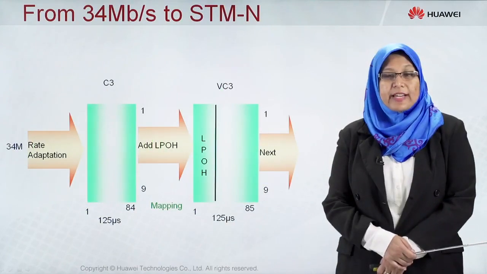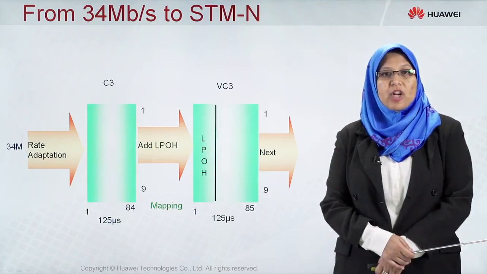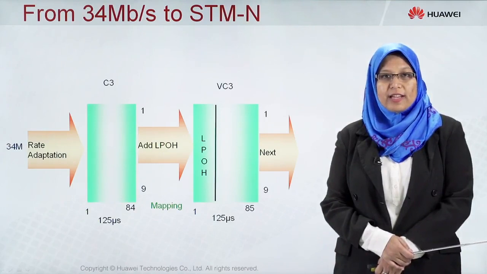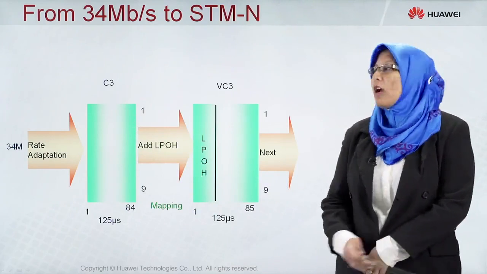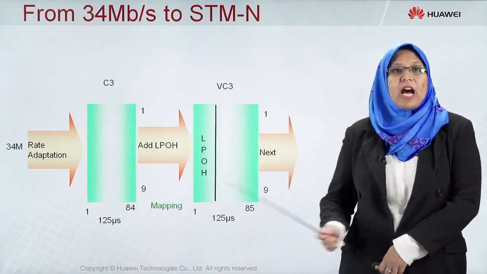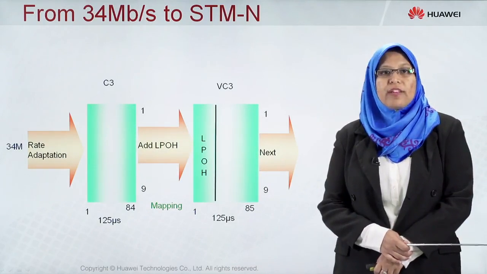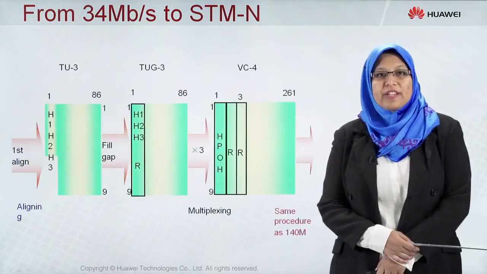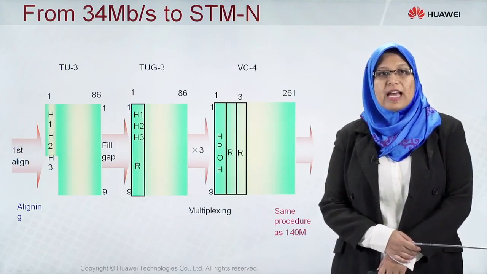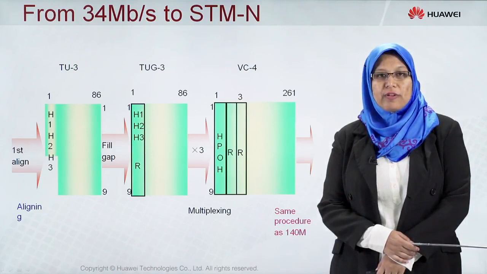From 34 megabit per second to STM-N, similarly, the 34 megabit per second signals are first adapted into the corresponding standard container C3, which is through bitrate justification. From C3 to VC3, after adding corresponding POH, the C3 is packed into VC3 with the frame structure of 9 rows times 85 columns. For the convenience of locating VC3 at the receiving end and separating it from the high-rate signals, a 3-byte pointer TUPTR or tributary unit pointer is added to the VC3 frame.